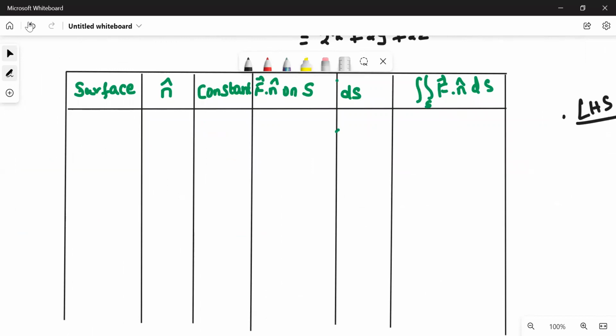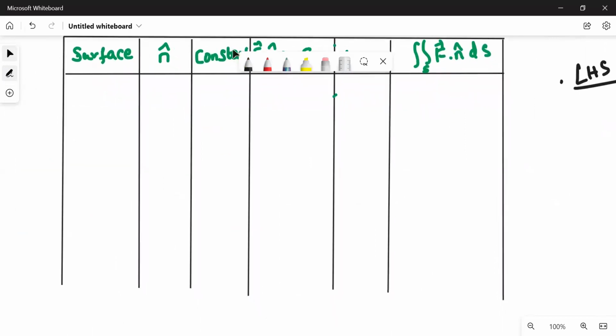So let us have a clear idea. Let us write for each surface separately what happens to F dot n cap dS. Okay, so first surface 1. So totally 6, no? Surface 2, surface 3. I'll mark them as S1, S2, S3, S4, S5, S6. I'll name the specific surface names also.